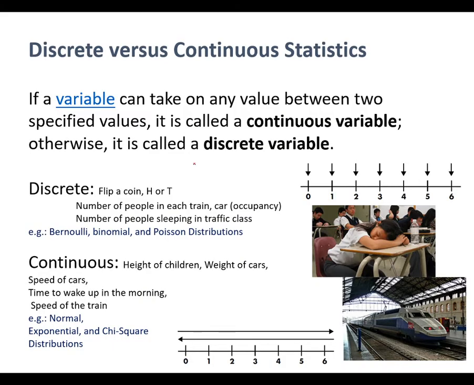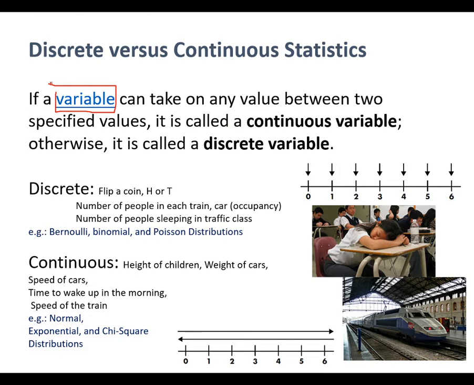So now let's go ahead and go into the statistical analysis. We have two types of statistics, something called discrete and something called continuous. It's very simple. And when we talk about statistics, we're going to define something called a variable. A variable is very easy. It's anything you study. Speed is a variable, volume is a variable, your height is a variable, your length is a variable, your weight is a variable.